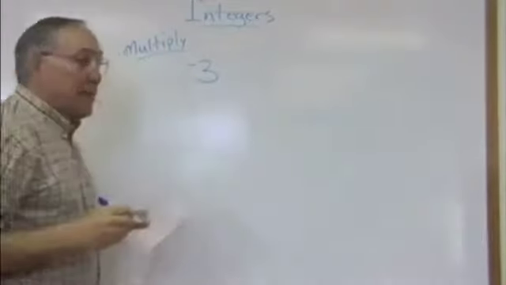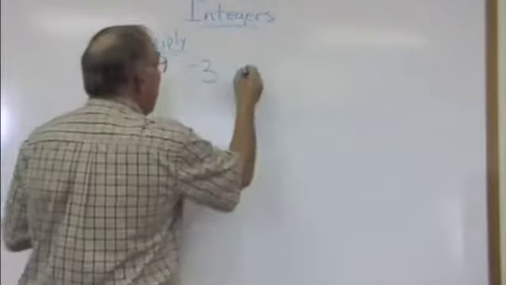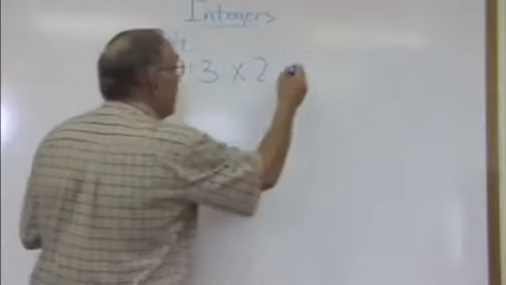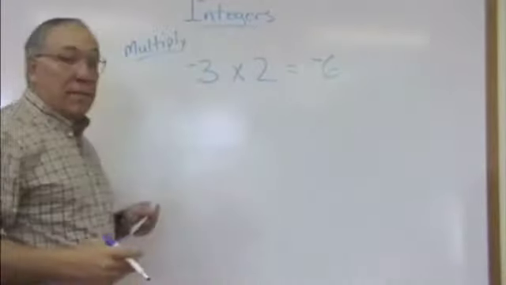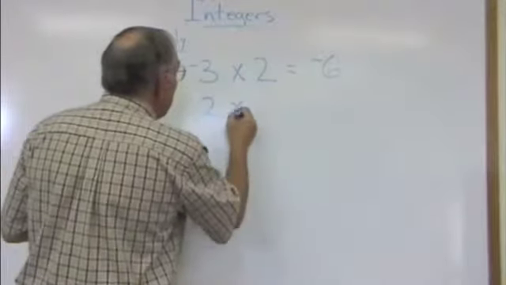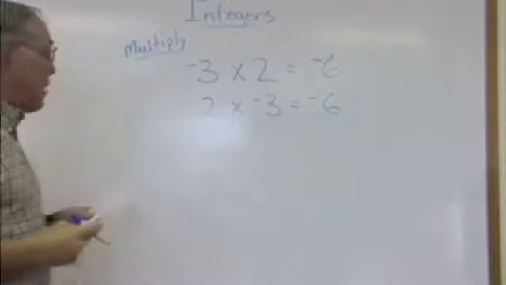-3, that's money you owe, right? So that could be a bill for $3 times 2. Well, if you have 2 bills for $3, you owe $6. You could write this the other way, it doesn't matter. It could be 2 times -3 also. The answer is still going to be -6.